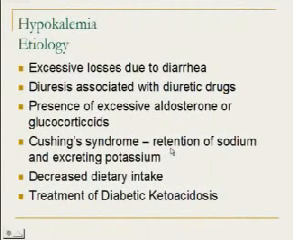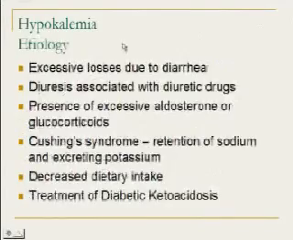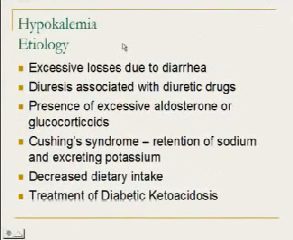Another condition involving another electrolyte is referred to as hypokalemia. Now, this is due to low potassium levels. Hypokalemia typically means low potassium level. Excessive losses can be seen in hypokalemia due to diarrhea, diuresis associated with diuretic drugs, in other words, increased urine production stimulated by the use of particular drugs, diuretic drugs, furosemide, bumetanide. These are types of diuretic agents that you may have heard of in the past.